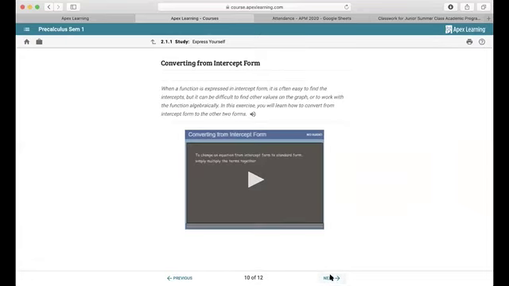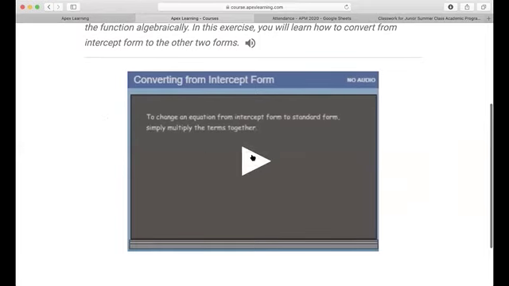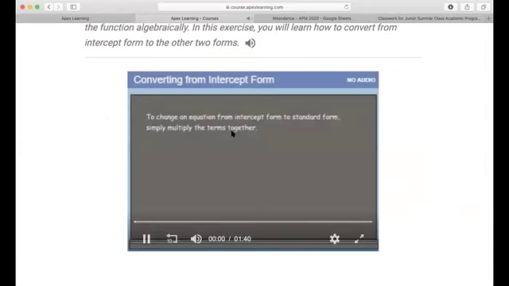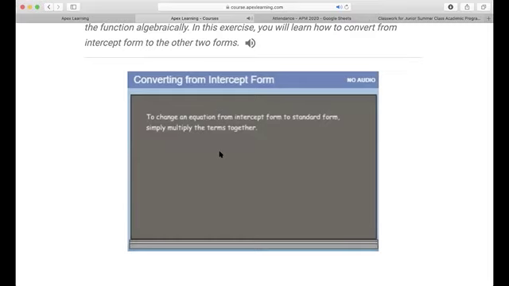Now, we just worked with going from the vertex form to the intercept form and the standard form. But now we're gonna go from the intercept form to either the standard form or the vertex form. To change from the intercept to the standard form, all we do is simply multiply the terms together, combine like terms, and simplify.